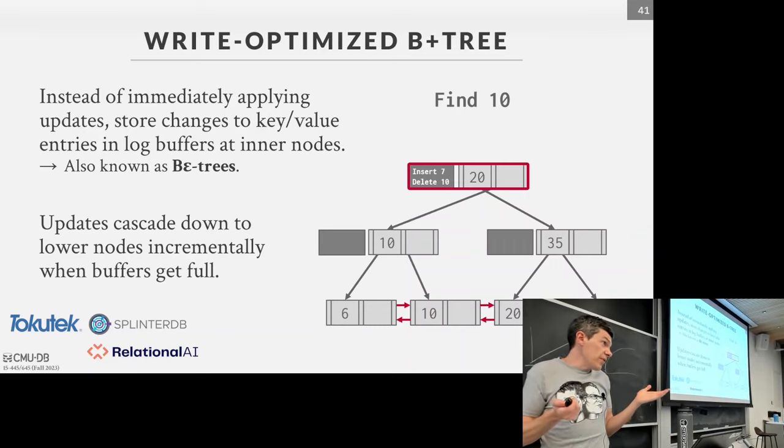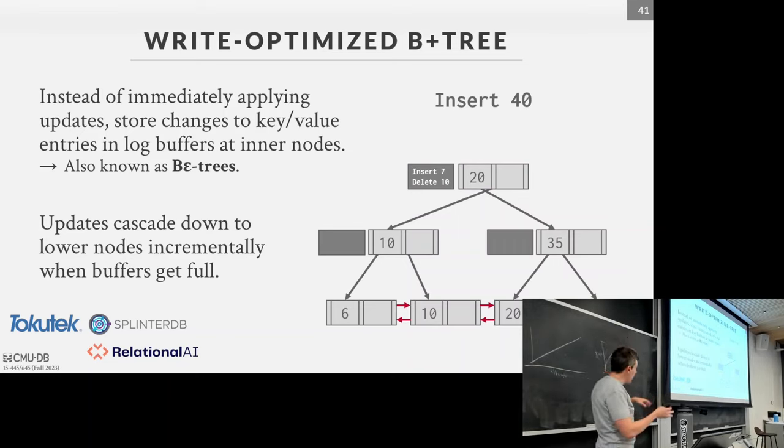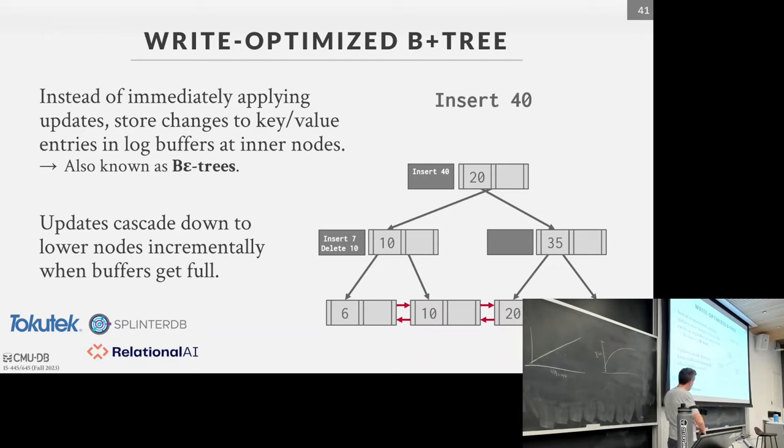Of course, what's the obvious problem with this? The buffers get full, right? So when that happens, then you've got to cascade down the changes. But the idea is here you're doing this incrementally and in batches. And you basically don't have to apply any modifications to the structure of the data structure until you get to the leaf nodes. So if I insert 40, I just move my previous changes, insert 7, insert 10 here, and I put insert 40 there. And at some point, if I keep going, if this thing cascades down, and this thing gets full, then I go ahead and apply my changes.